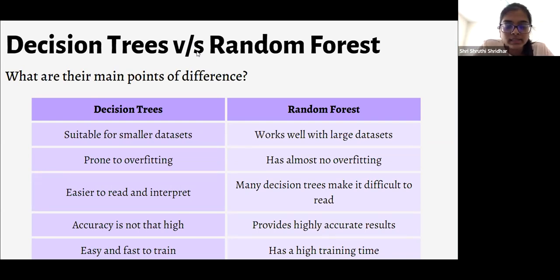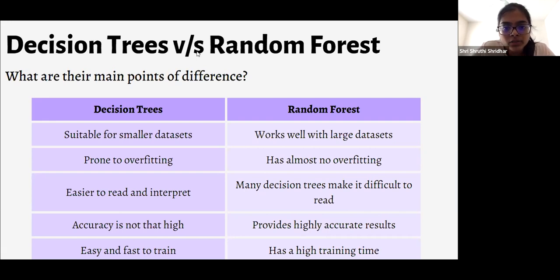Okay, the third one is accuracy is not that high. Again, because of what we discussed, this also is a characteristic of decision tree. Because we have diverse classifiers and more diversity and less overfitting, and we avoid the curse of dimensionality, random forest is more accurate than the decision tree.